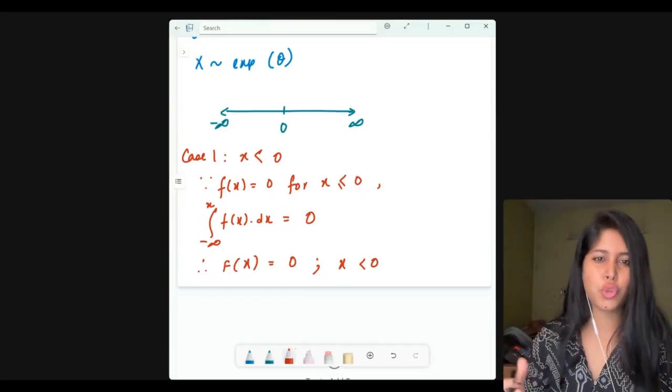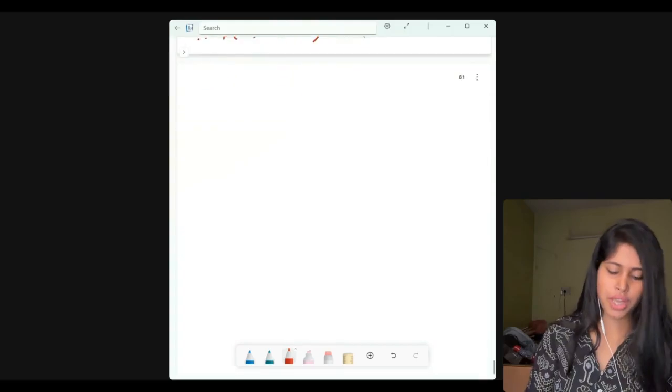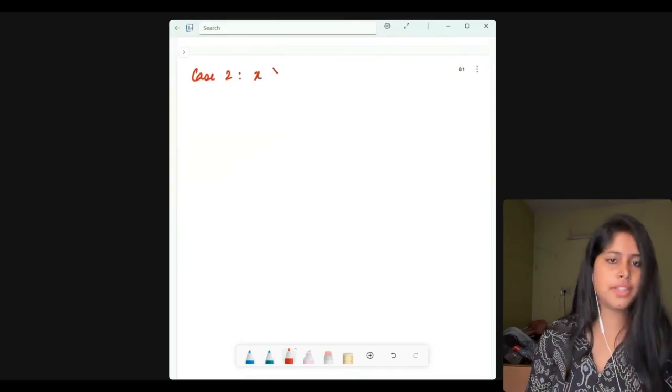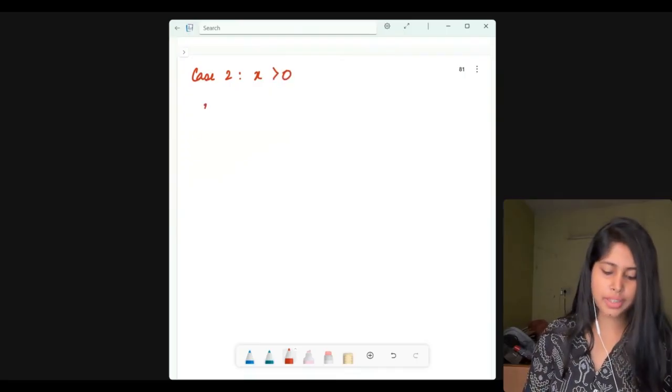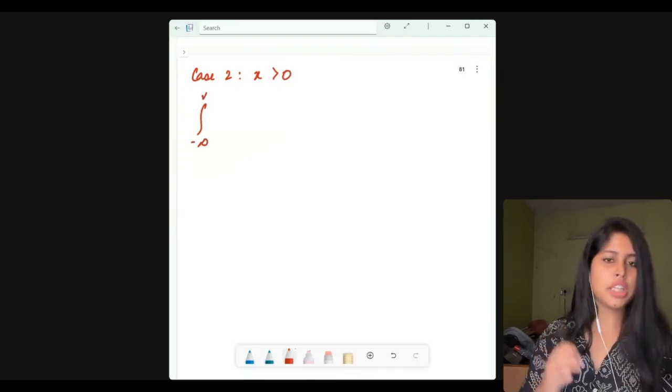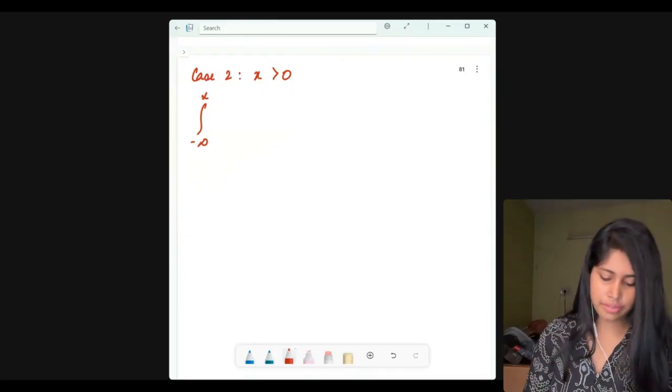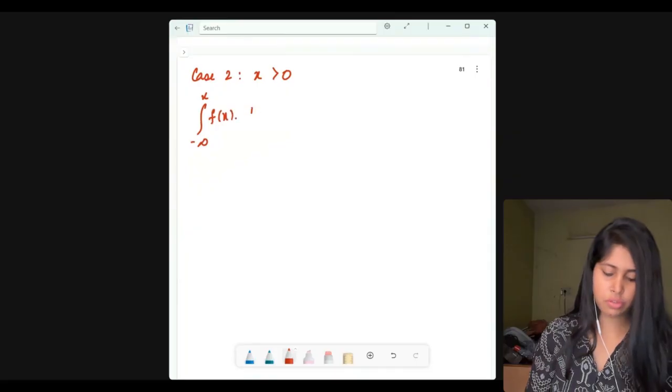There we need to do the derivation. Coming to case number 2. Case number 2 is what? X is greater than 0. Now for that, how do you write it? It is minus infinity to x. That is for every case. The integral from minus infinity to x of f(x) dx will be equal to what?